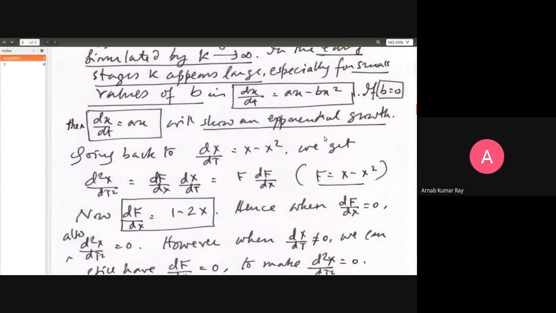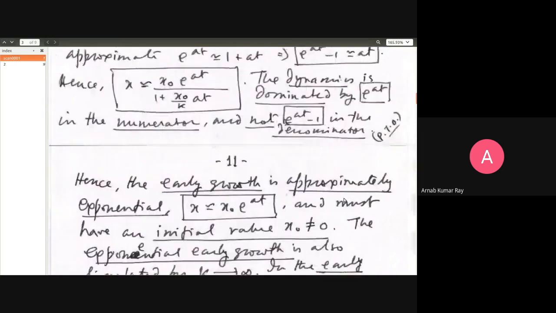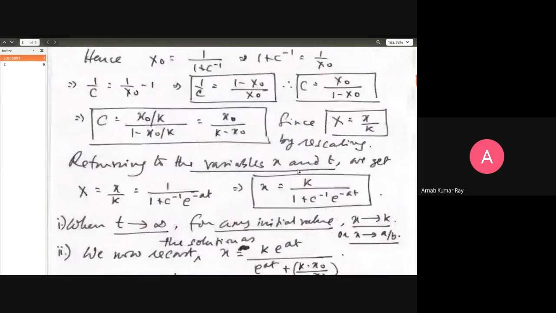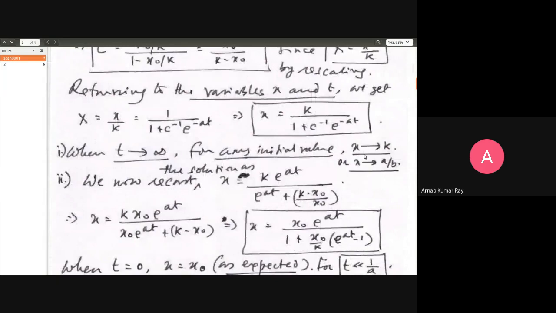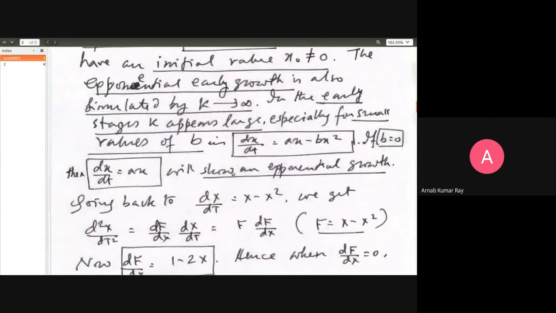Now you can see there is a difference. There is a time scale over here. Early growth is exponential, but later growth on a long time scale will saturate to a limiting value. X will go to k, and early growth will show as an exponential growth, not a linear growth. As in the case of a minus bx, we saw an early linear growth and then a saturation. But here we are seeing an early exponential growth and then a saturation.